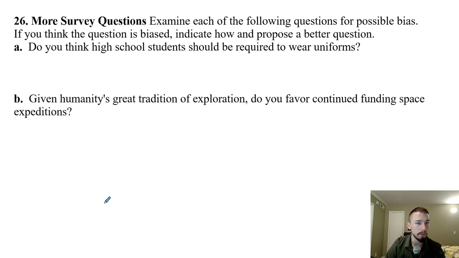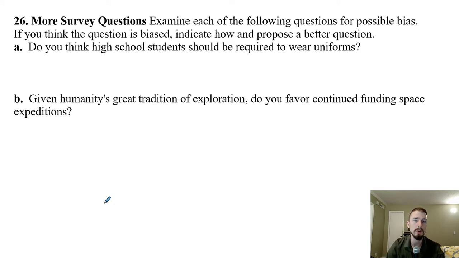Okay, kind of cool. 26, more survey questions. Hey, we're doing all right on time. Examine each of the following questions for possible bias. So we're looking for response bias, which is the wording of the question. If you think the question is biased, indicate how to propose a better question. So what part of the question is leading people towards one answer or the other?